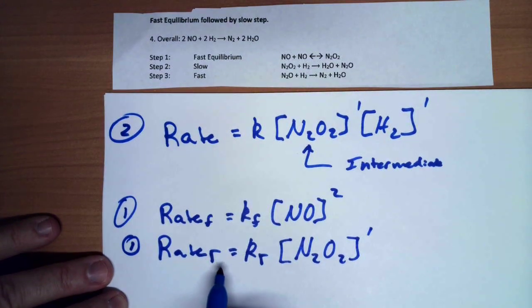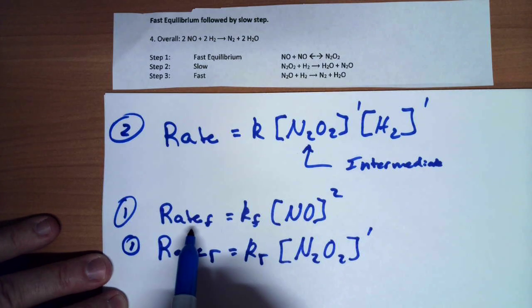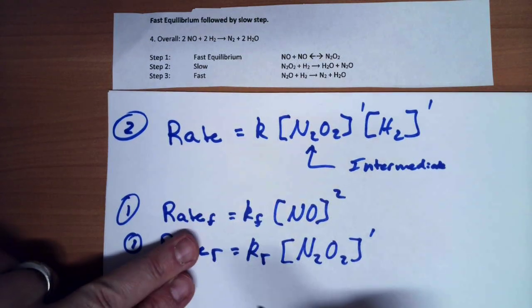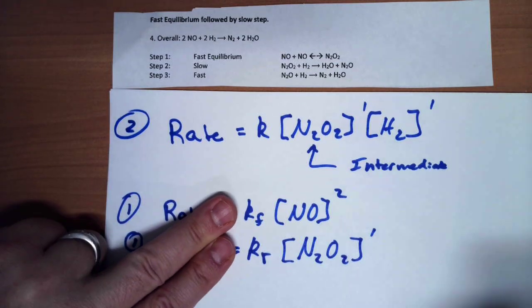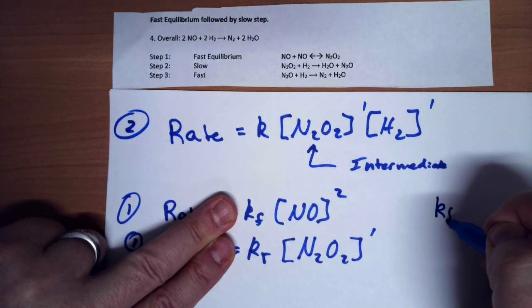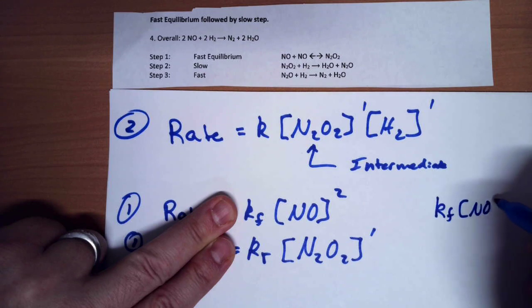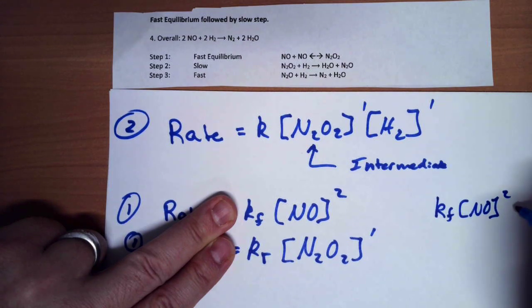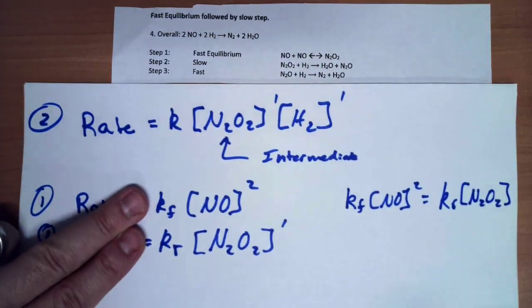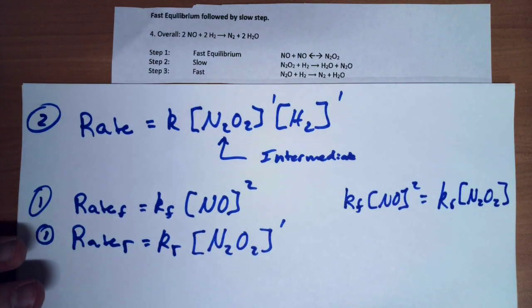All right, now what I'm going to do is I'm going to set them equal to each other. That's what it means to be in equilibrium, is that this forward rate is equal to the reverse rate. So these two things set equal to each other. So it's going to be Kf NO second order squared is equal to Kr N2O2 to the first power, okay? And sorry I lost you a little bit on my camera.